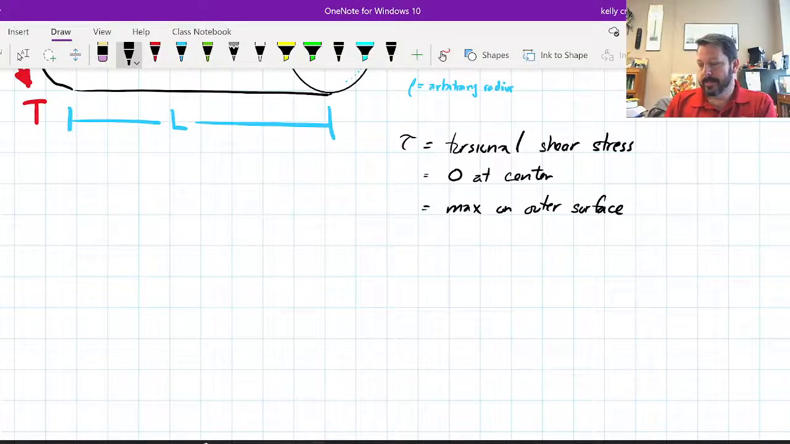So what we're going to do here, while I'm doing this, is take the idea that stress equals force over area. That was kind of our definition of average stress anyway. And from that idea, we're going to derive an equation for torsional shear stress.